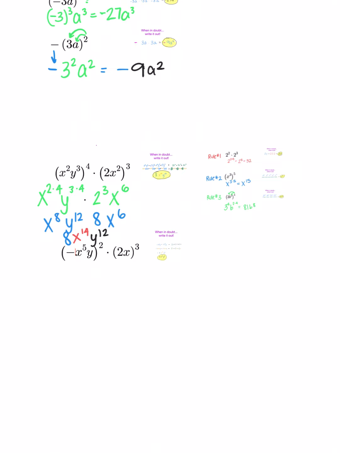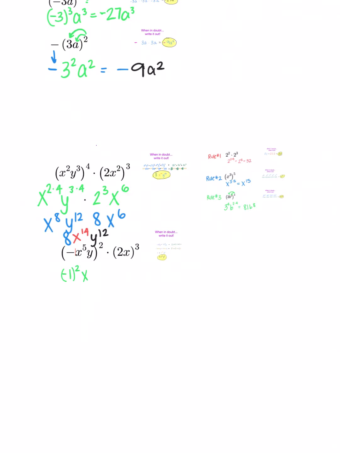Looking at this next example, we notice that we're going to start first by using rule number 3, where we're going to raise a power to a power. When we distribute this squared term, don't forget to distribute it to the -1 and to the x to the 5th and to the y, and then distribute the cube both to the 2 and to the x. Now be very careful and write out your -1 in parentheses because it will change. Remember, even powers and odd powers for negative numbers will change your final answer. So always write that in parentheses.